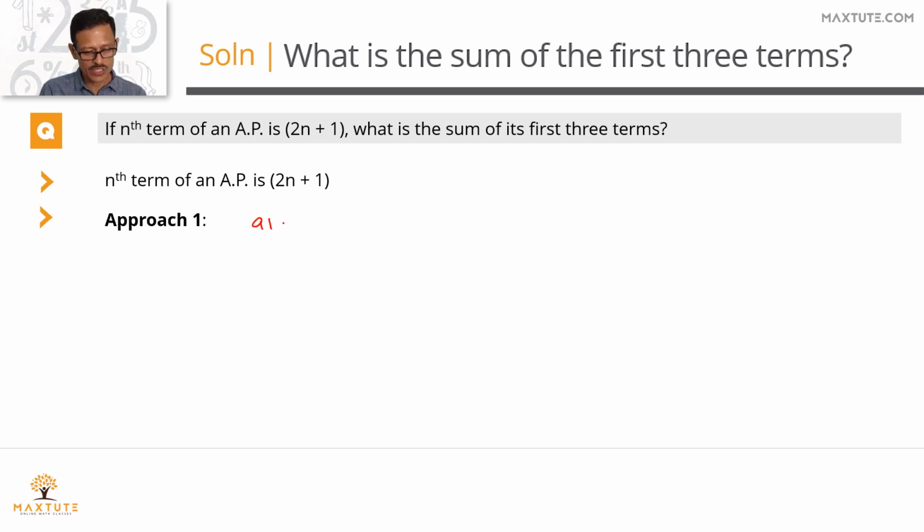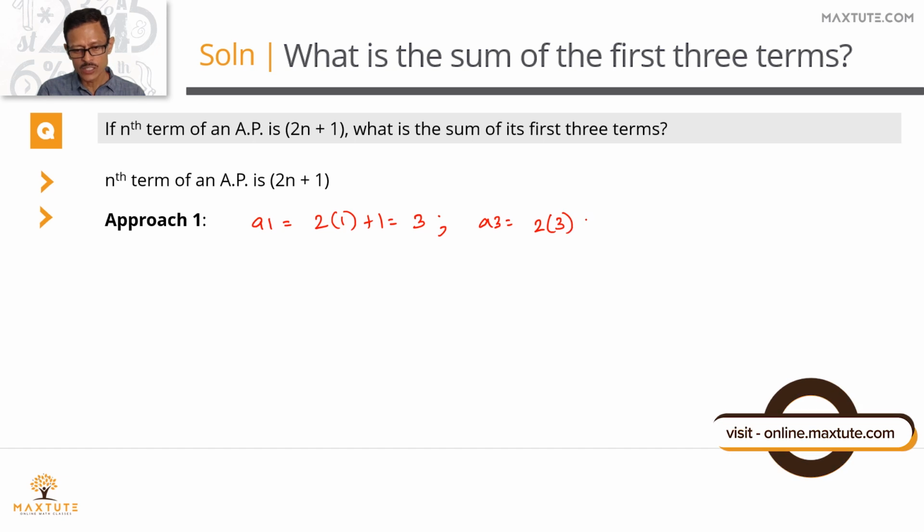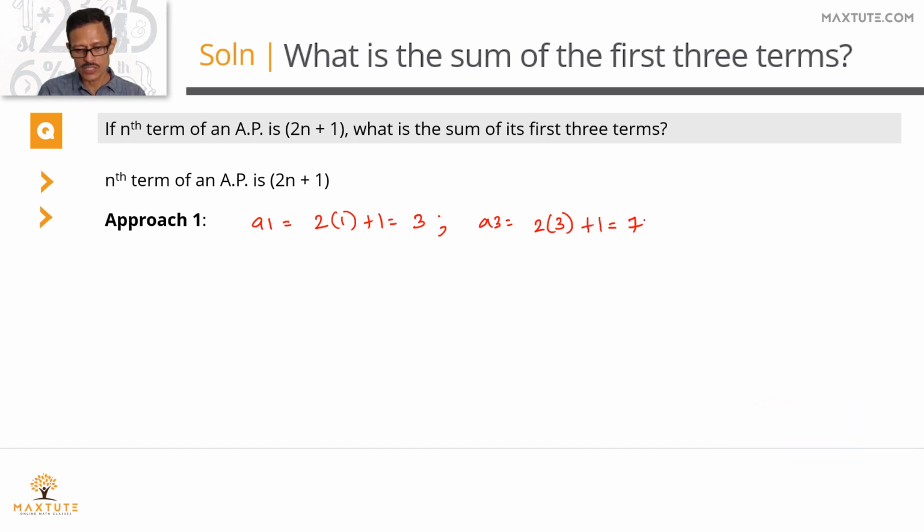So A1, which is the first term, is 2 times, replace this n with a 1 in this expression. So 2 times 1 plus 1, which is equal to 3. So found the first term. Let's compute the third term. A3 is equal to 2 times, instead of n, we'll write it as a 3. 2 times 3 plus 1, which is equal to 7. So we know the first term, we know the third term.